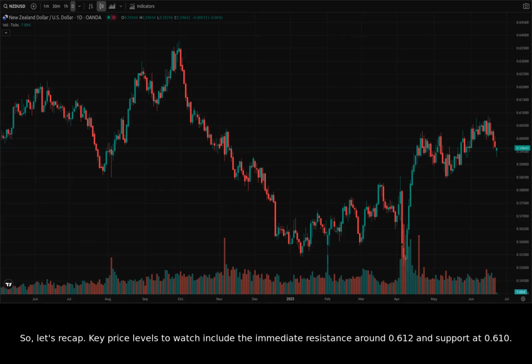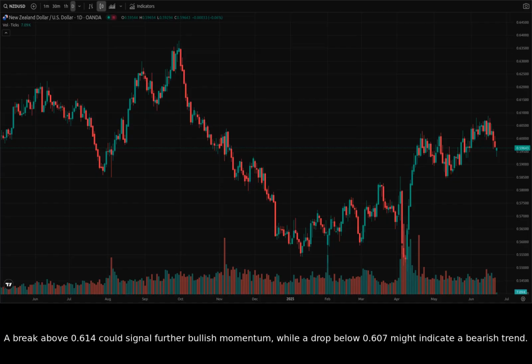So, let's recap. Key price levels to watch include the immediate resistance around 0.612 and support at 0.610. A break above 0.614 could signal further bullish momentum, while a drop below 0.607 might indicate a bearish trend.